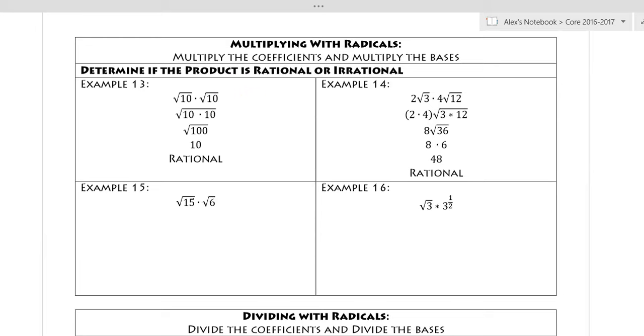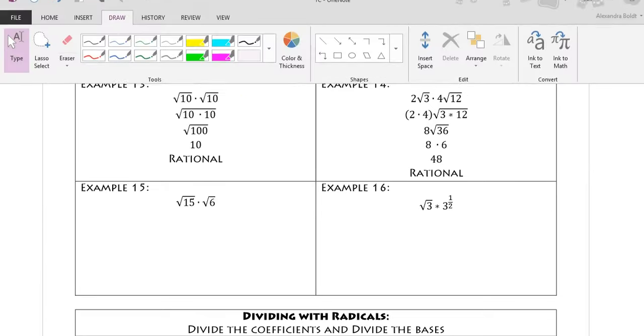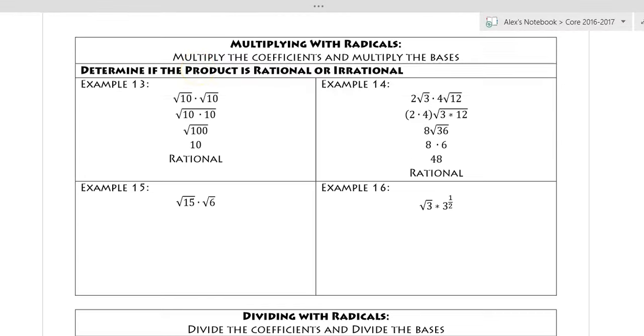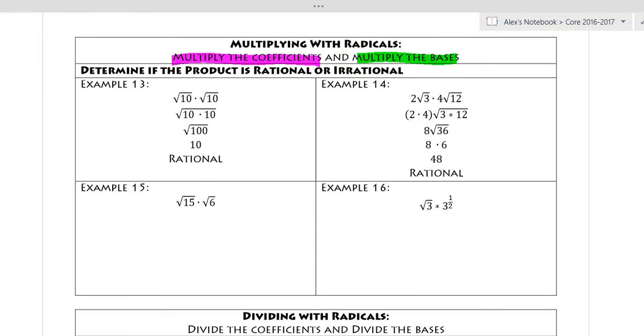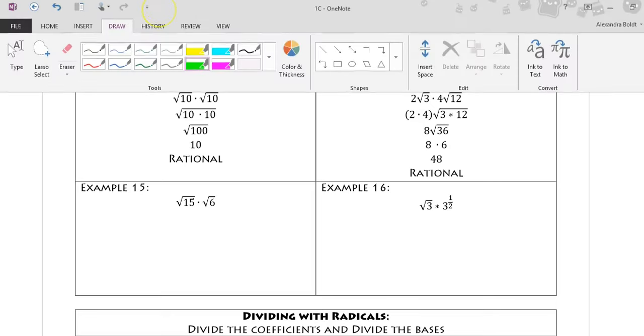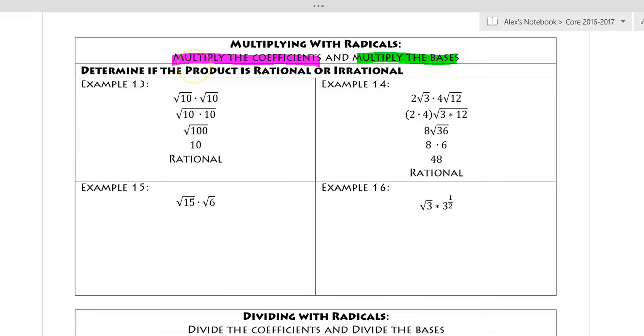So when I'm multiplying with radicals, here, I multiply the coefficients, and I multiply the bases, what's underneath that radical. So if you look at example 13, I don't have any coefficients. I only have what's under the radical. The square root of 10 times the square root of 10, right? So I write both of those under the same radical, 10 times 10. I'm multiplying what's inside. So 10 times 10 is 100.